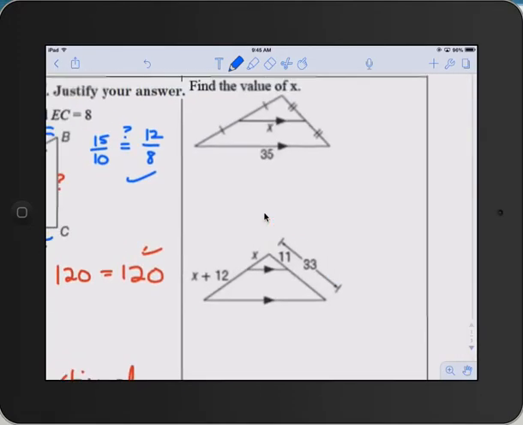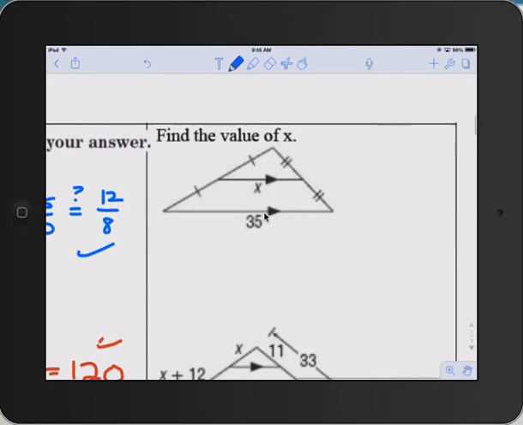All right, and then for the next one, notice that we have congruent segments here, which means that this is a 1-to-1 ratio. And then we have congruent segments here. This is also a 1-to-1 ratio. Now, it doesn't mean that the segments on the left are congruent to the ones on the right. It means that the ratios are the same.